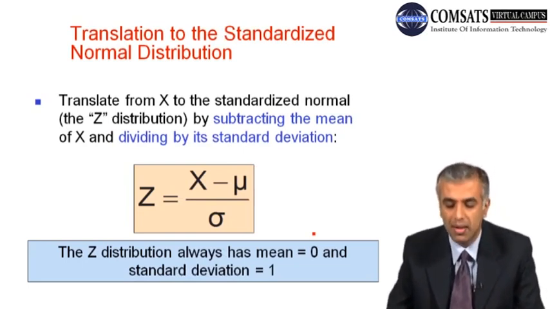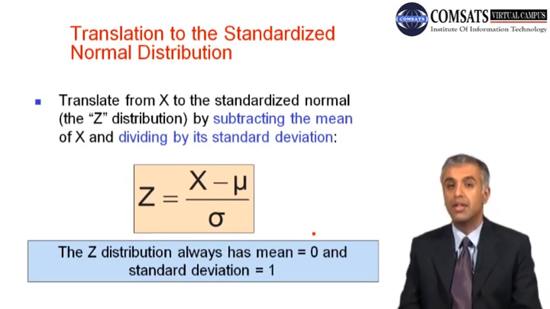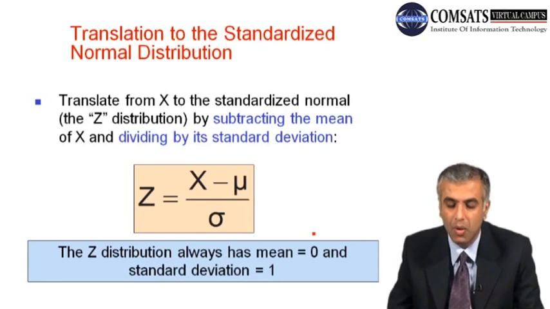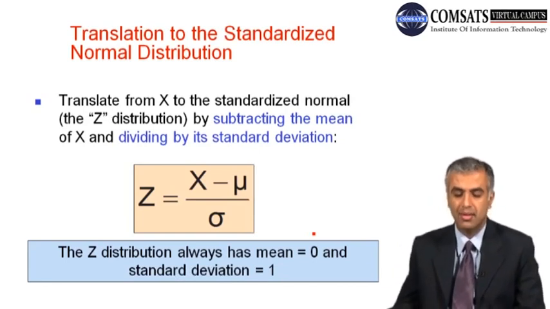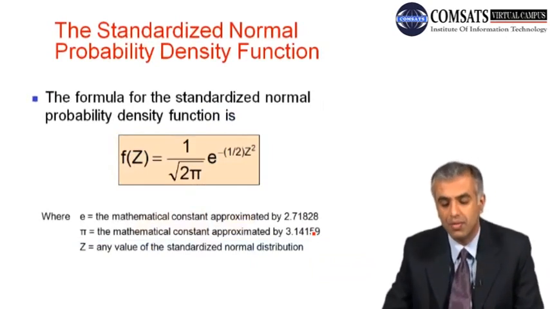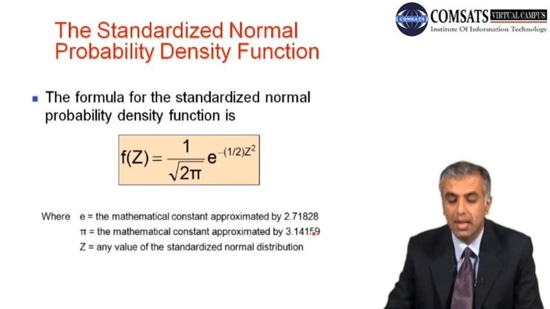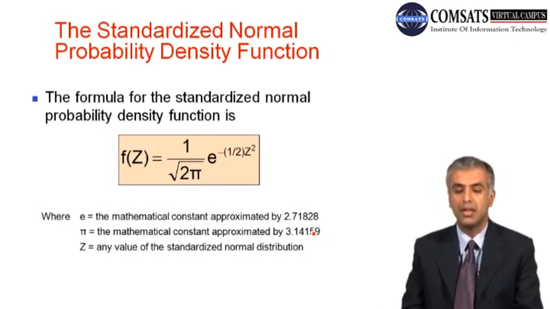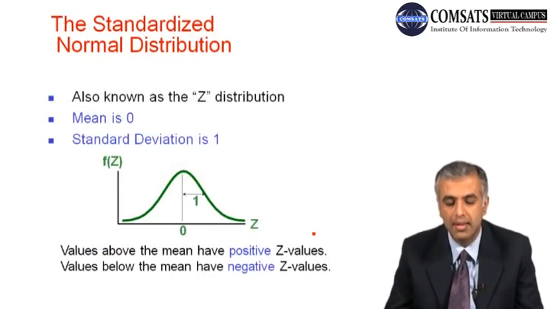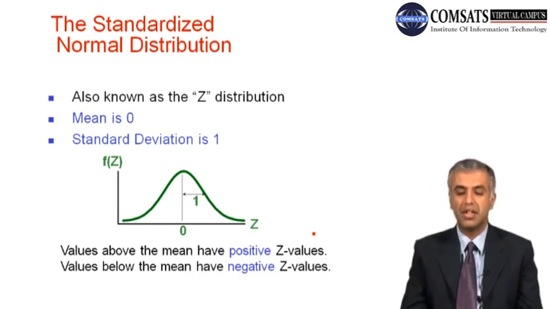Now here the formula is x minus mu divided by sigma, and we know what these notations are about, so you can easily go through that. Then the next one is the formula for the standardized normal probability density function, which is represented here. Here you can see the z distribution is represented by a mean of 0 and a standard deviation of 1, which is shown in the curve.